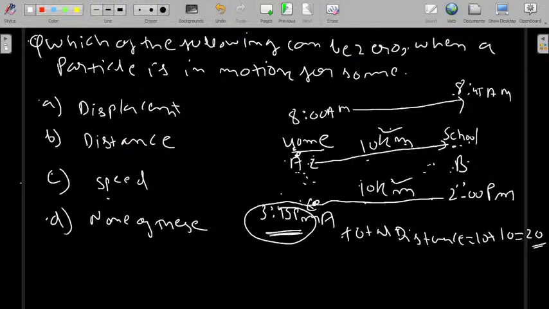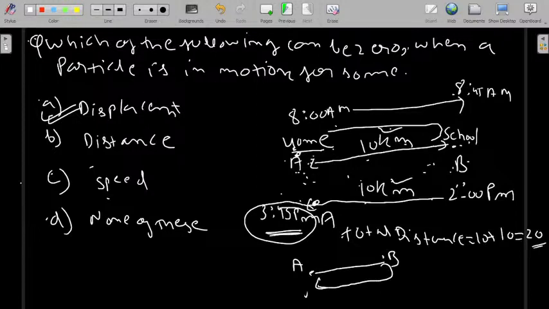If I return and come back home, then my final position and my initial position become the same. And remember, in any case, if your initial position is similar to your final position, your displacement will be zero. It is possible that you did some motion and traveled some distance, but if you traveled from point A to point B and then traveled back again to point A, the distance between your initial point and final point becomes zero. So your displacement is zero in that case. I hope everyone understood this question.